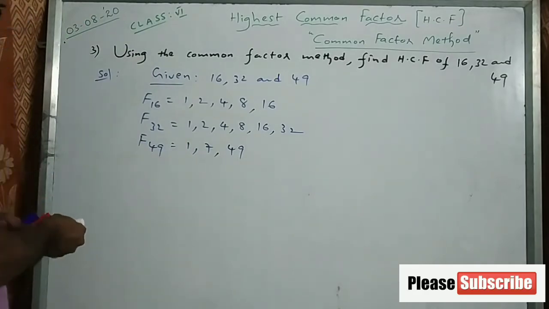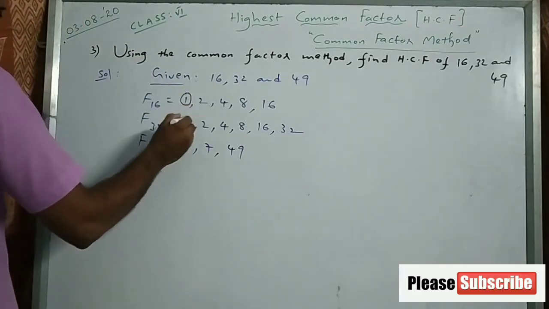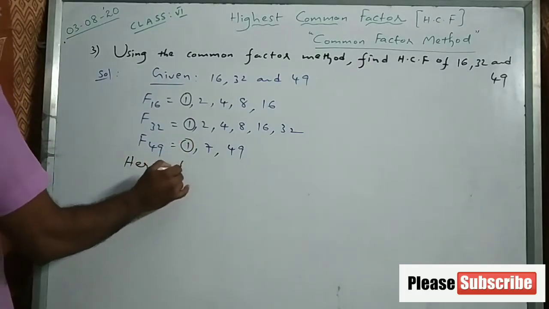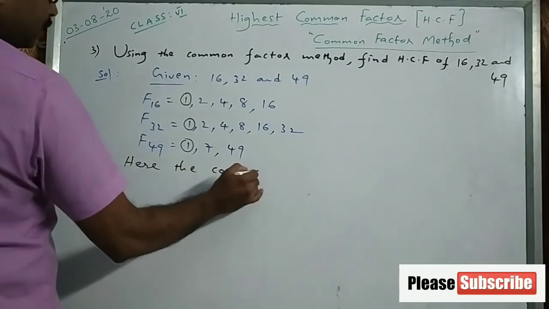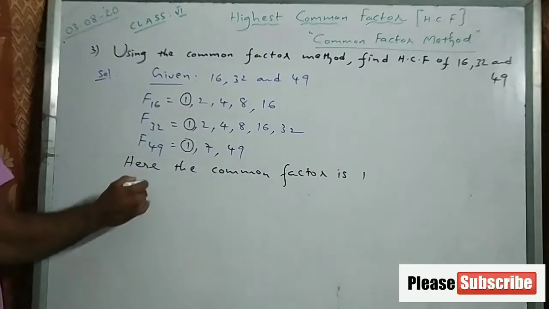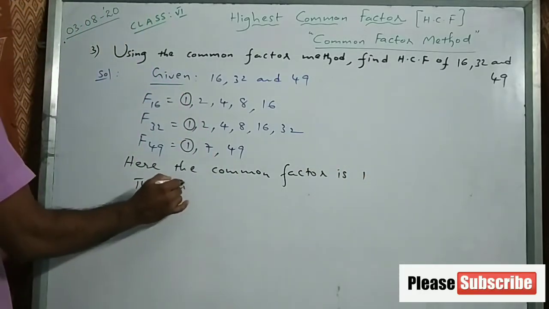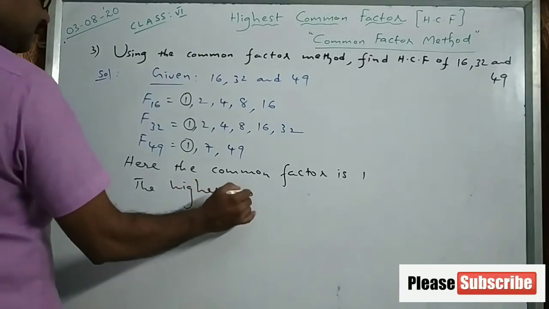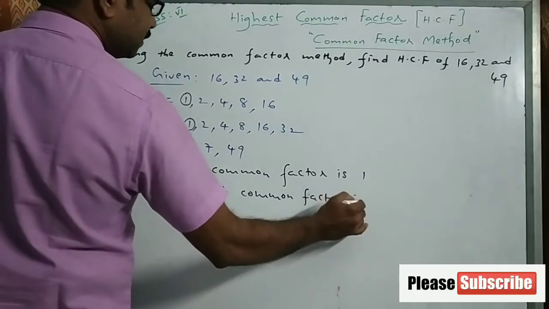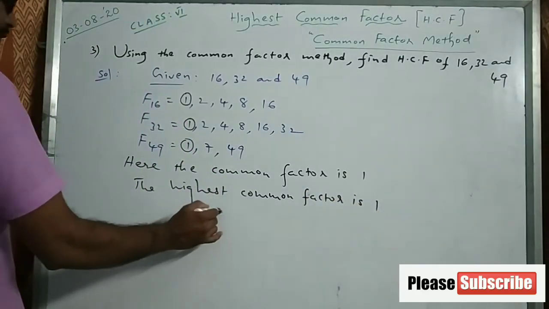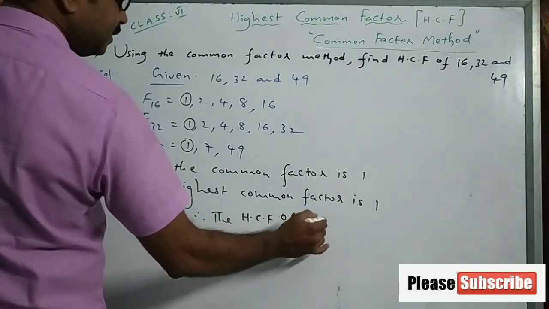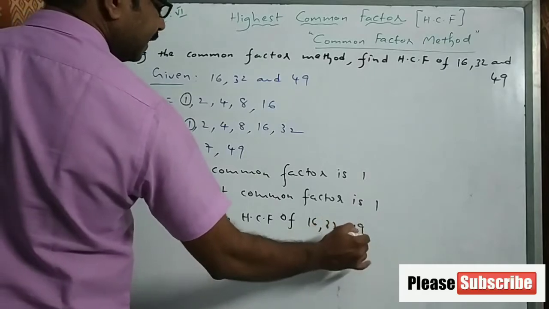Among these, what is the common factor? Only 1 is there. See? Only 1 is here. The common factor among all those factors is only 1. The highest common factor is only 1. That means therefore the HCF of 16, 32, 49 is 1.